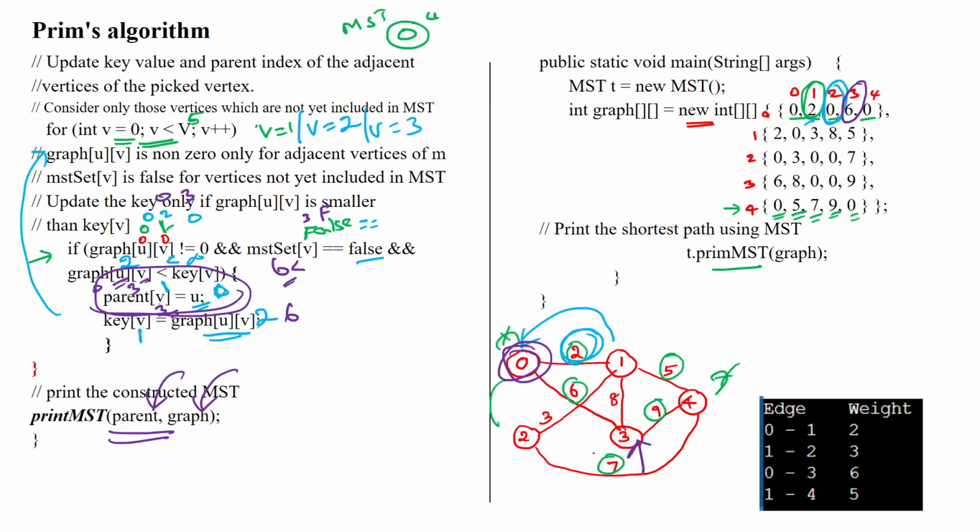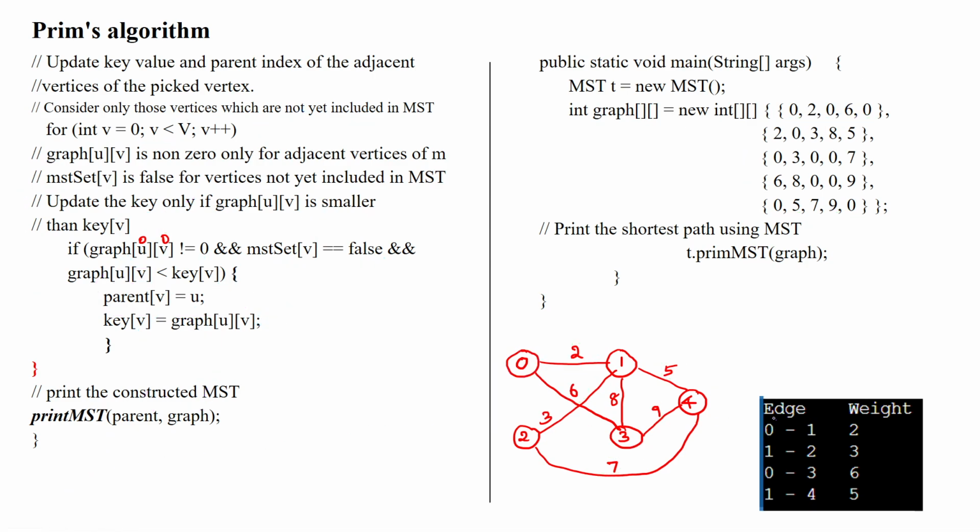So finally we will get the values here: for 0 to 1, the minimum weight is 2, and 1 to 2 is 3, then 0 to 3 is 6, and 1 to 4 is 5. So this is the minimum spanning tree among all possible spanning trees.